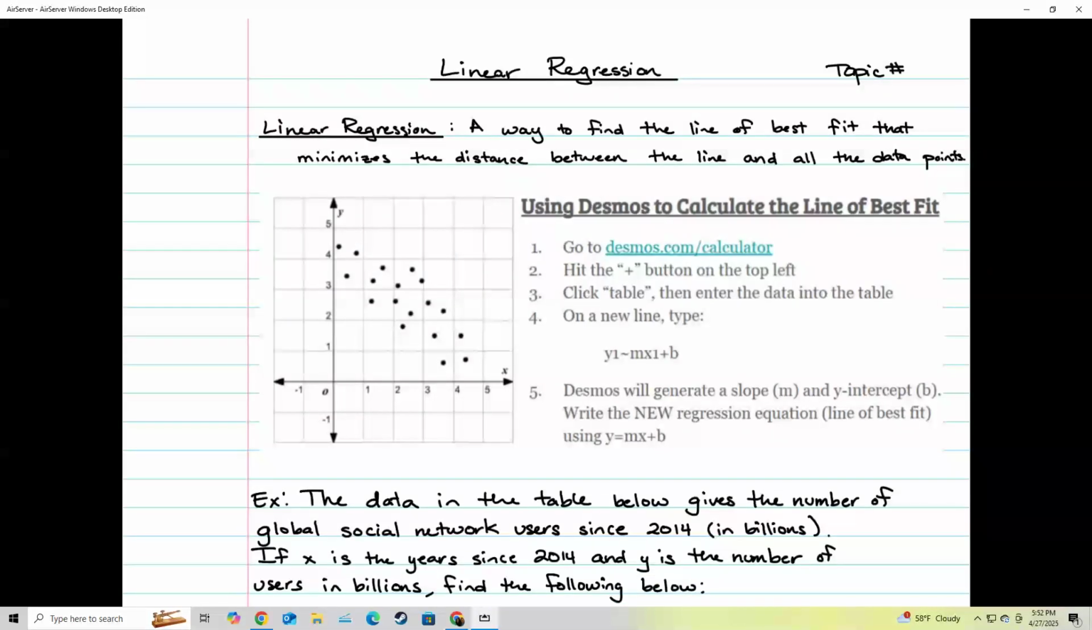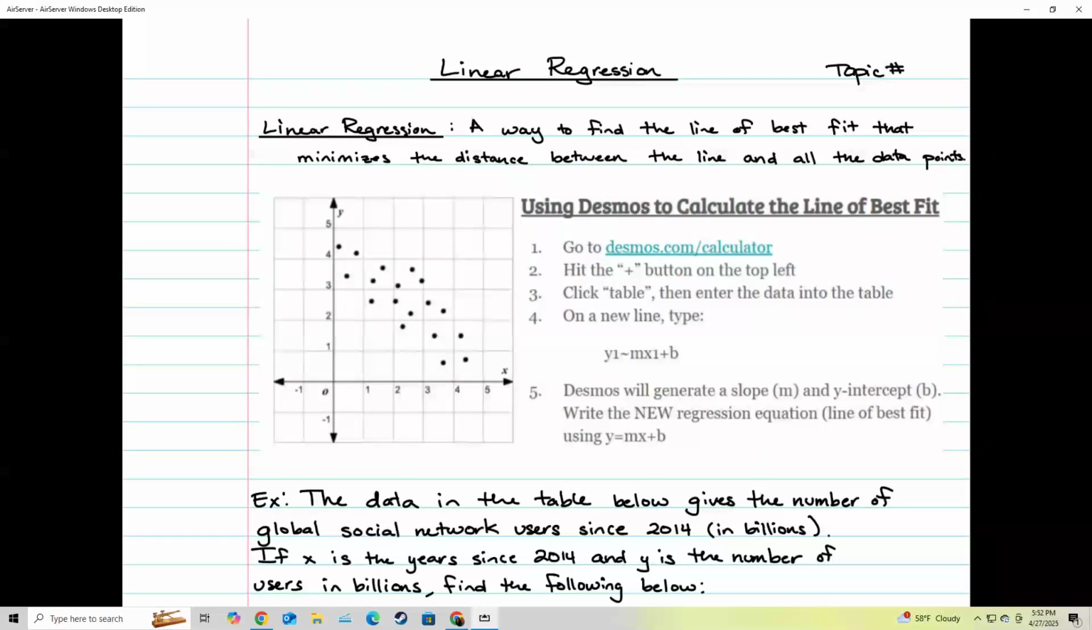All right, today's notes is on linear regression. Linear regression is the same thing as line of best fit. You'll hear us say it interchangeably, both ways. So the definition says linear regression is a way to find the line of best fit that minimizes the distance between the line and all the data points.